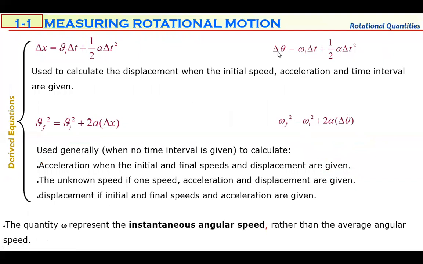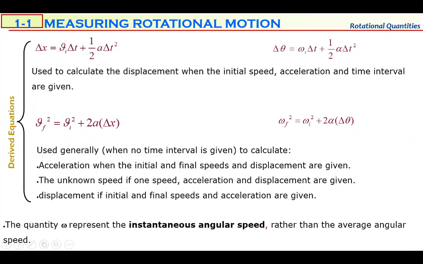But these two equations are derived from the first one and second one. We combine the first equation and second equation, and we get the third one and the fourth one. The third one gives the angular displacement: delta theta equals initial angular speed multiplied by delta t, plus 1/2 alpha delta t squared. And the last one is the equation without time.